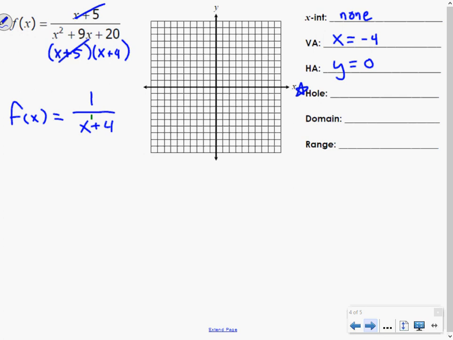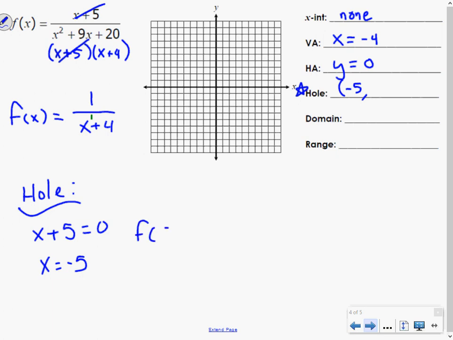So let's work on finding this hole. Let's find the x value first. To find the x value, we're going to take that x plus 5, the common factor that canceled, set it equal to 0, and solve for x. So there's our x value of the hole. To find the y value, I'm going to plug it into my simplified function. So I'm going to evaluate the function at negative 5. So I get 1 over negative 1, which means my y value of the hole is negative 1.